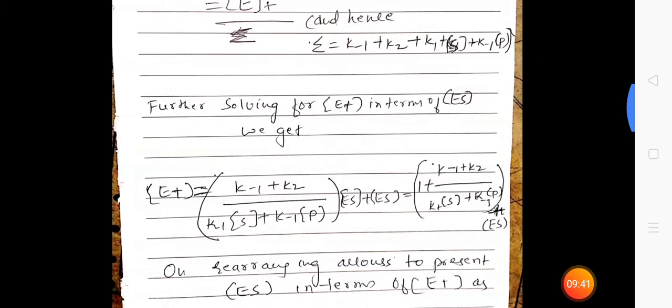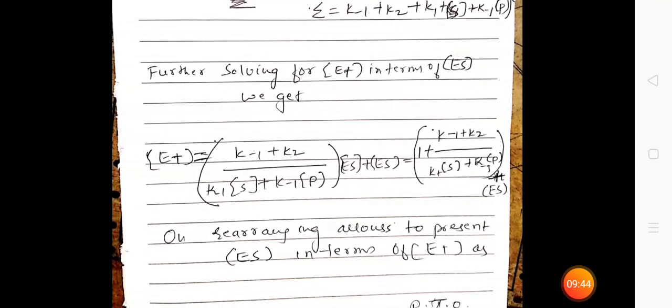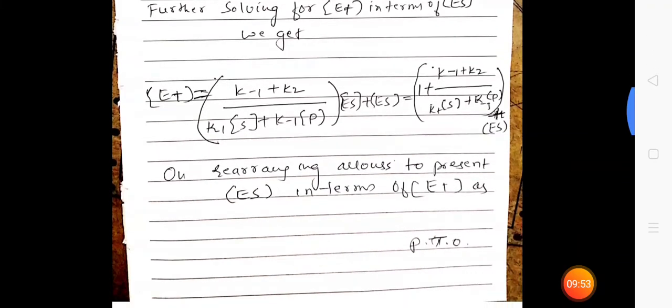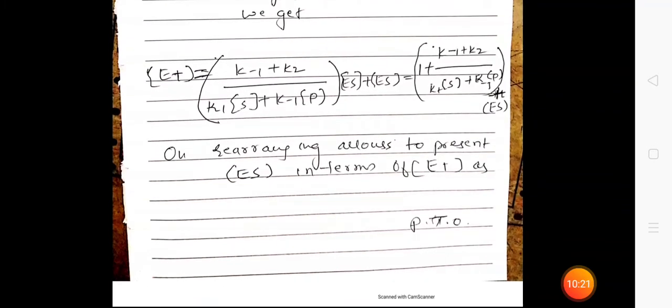And further solving this equation for the total enzyme concentration in terms of the enzyme substrate complex, we get, you can see, the total enzyme concentration is equal to K minus 1 plus K2 divided by K1 into substrate concentration plus K minus 2 into product concentration, into the enzyme substrate concentration, plus the enzyme substrate concentration.